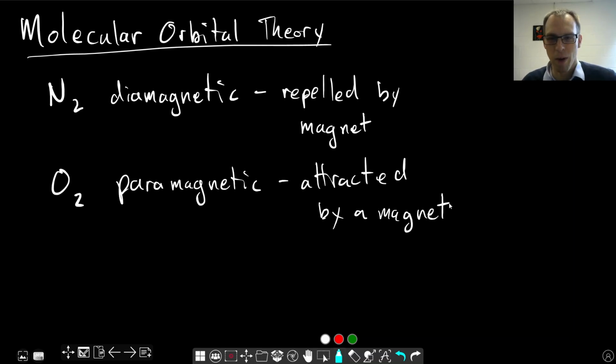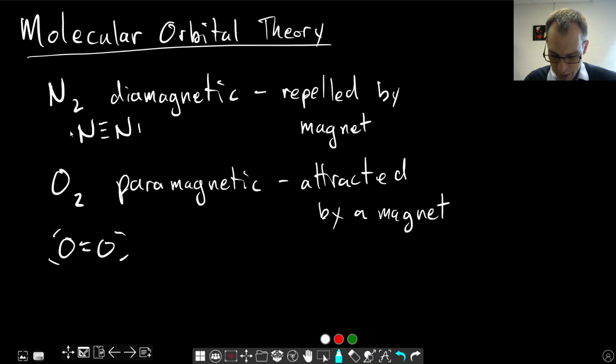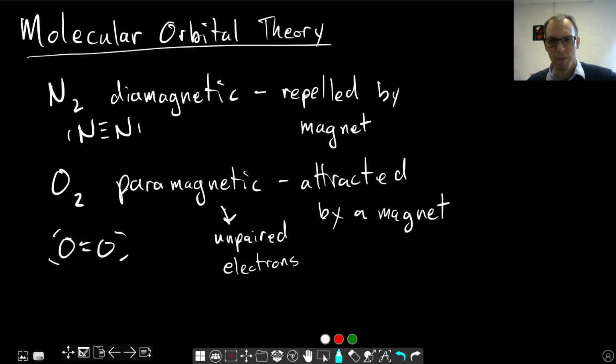The only difference is that O2 has a double bond, and N2 has a triple bond, but it's not clear why that would change the properties of being paramagnetic or diamagnetic, because paramagnetism is caused by unpaired electrons, and according to valence bond theory, everything is paired and is in a pi orbital. But there must be some explanation as to why we get unpaired electrons in O2. And molecular orbital theory does accurately explain this.